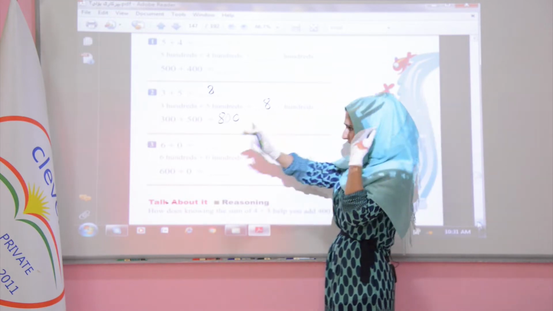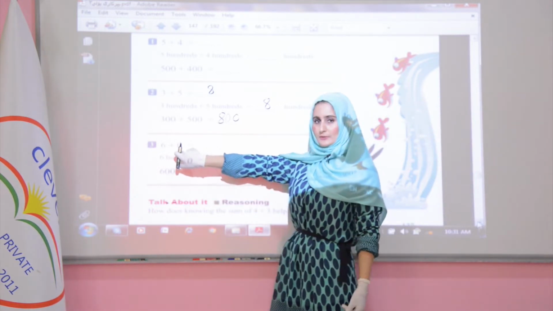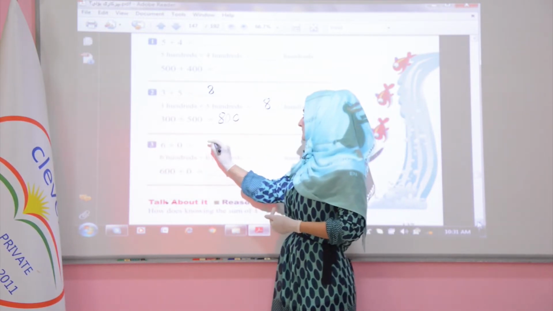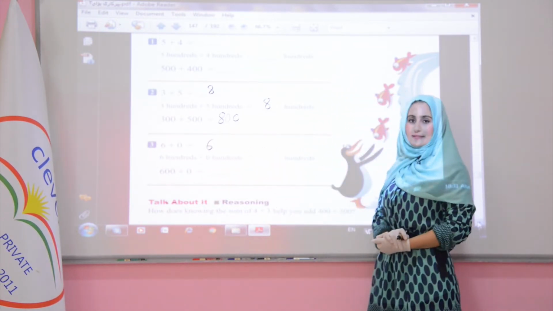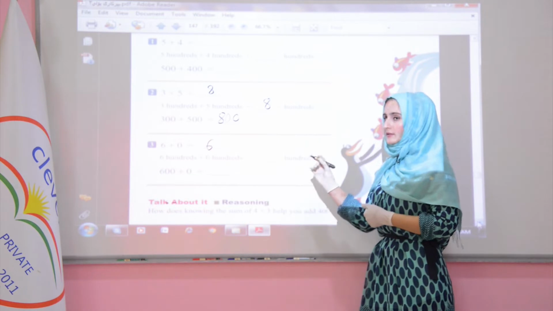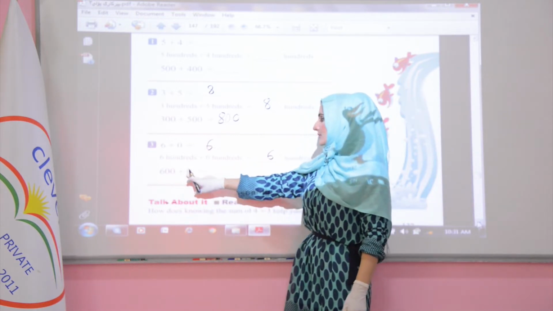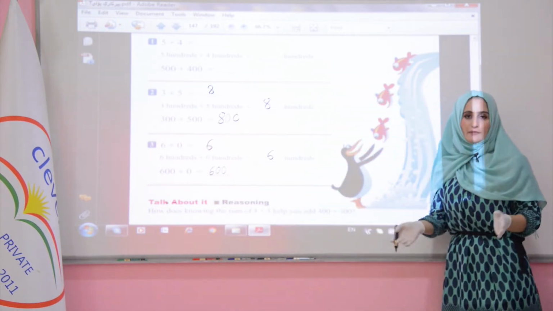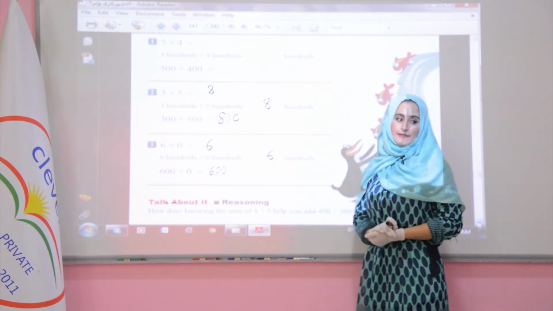Now, question 3, or example 3: 6 plus 0. We just have ones. 0 plus 6 equals 6. That's so easy. If you have 600 plus 0, we have no number to add. 600 plus 0 equals 600. This example is so easy, students. If we have 0, each number plus 0 equals the same number. Okay, students, please write down the answers in your book.